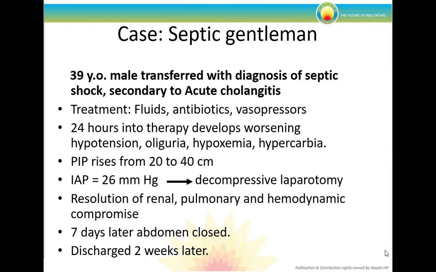We measure intra-abdominal pressures. Intra-abdominal pressures are somewhere around 26. So the patient subsequently gets a surgical referral. All the medical management is done initially. He doesn't respond and undergoes decompressive laparotomy. Patient improves. There will be resolution of renal, pulmonary, and hemodynamic deficits. 7 days later, the abdomen gets closed and he gets discharged 2 weeks later. So this is the common scenario.